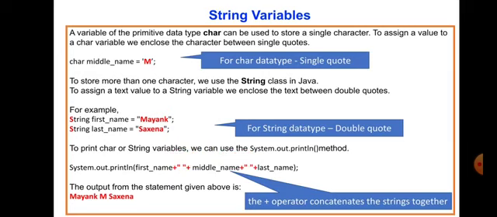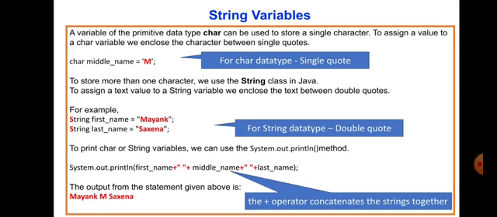What is the meaning of concatenating? Concatenating means joining the first name, the middle name and the last name. If you have three names separately, concatenating means you can club or join all three and call it one single name. The output from the statement given below is very simple. Mayank is the first name, M is the middle name and Saxena is the last name. So using that plus operator, we have clubbed or joined the first name, the middle name and the last name. Hope you understood this concept of string variable, which is very simple.